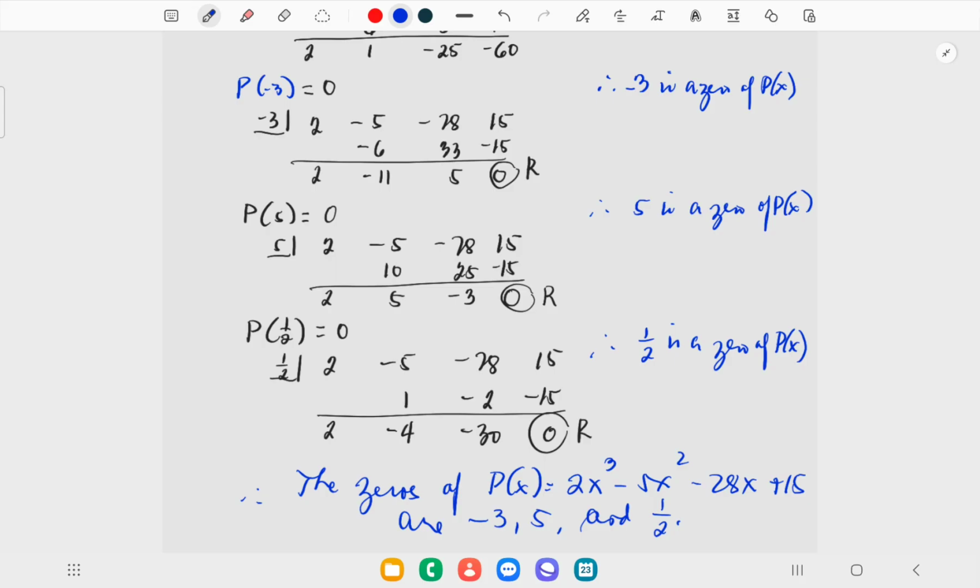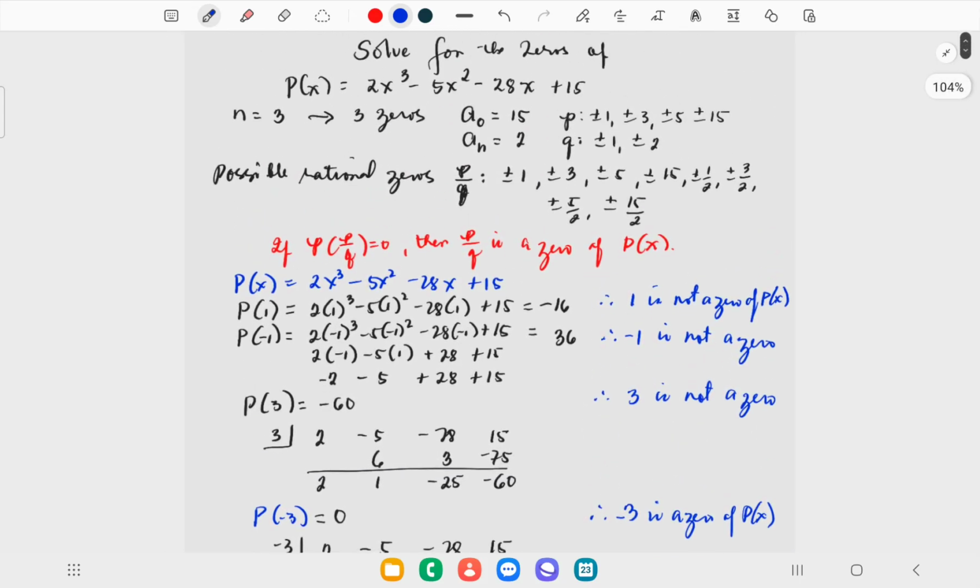In the next video, we will be having the depressed solution, which is now an easier and shorter way of solving for the zeros of P of x.